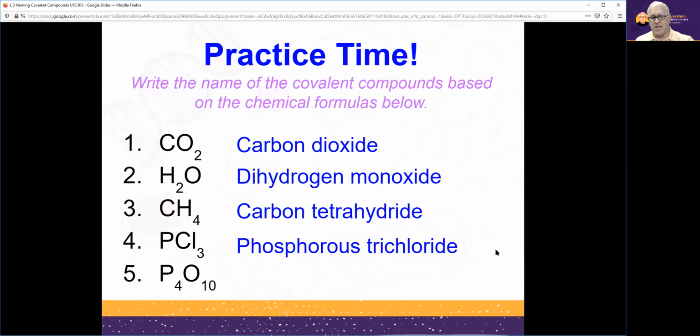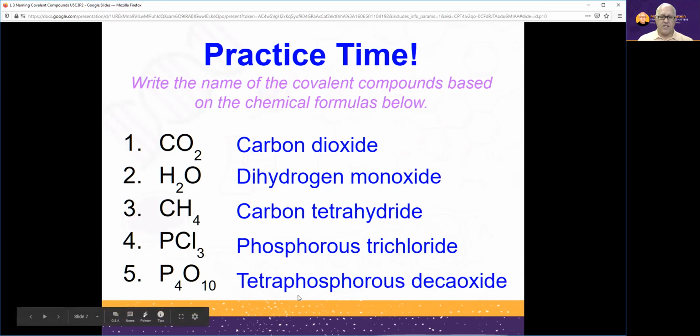Then we've got this big one down here, which is going to be tetraphosphorus, tetra for 4, deca for 10, decaoxide. Tetraphosphorus decaoxide. Now, just for some fun, next time you're sitting around the dinner table and you want a glass of water, why don't you ask someone, hey, can you bring me some dihydrogen monoxide in a glass with some frozen dihydrogen monoxide? They'll look at you kind of funny, but then you'll giggle because it's just water.